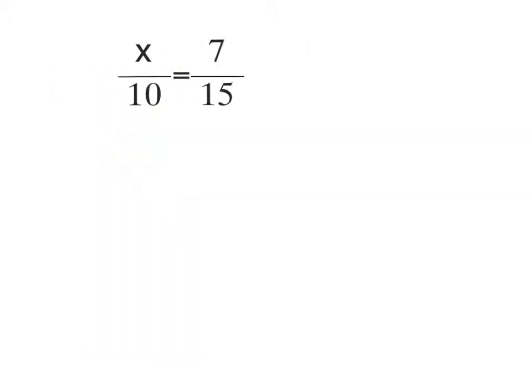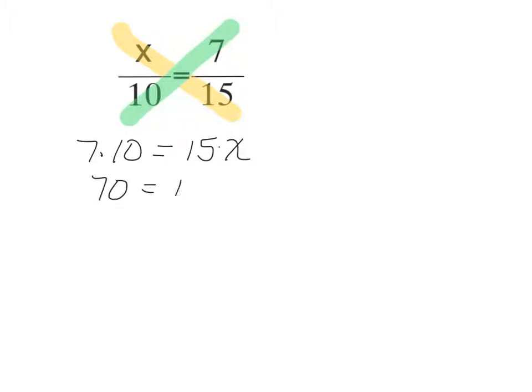We can follow the same strategy in this example, multiplying along one diagonal and multiplying along the other diagonal. We'll have equal products. So if we multiply along the green diagonal, we have 7 times 10, and if we multiply along the yellow diagonal, we have 15 times that number we don't know. 7 times 10 is 70, is equal to 15 times that number we don't know.